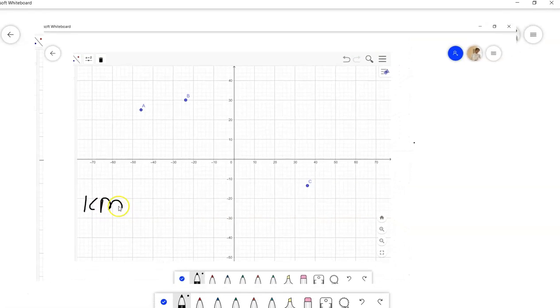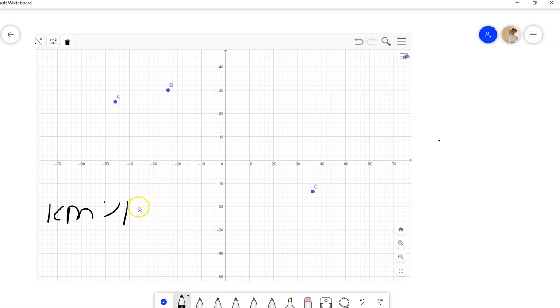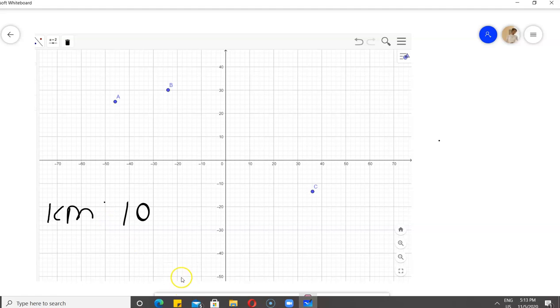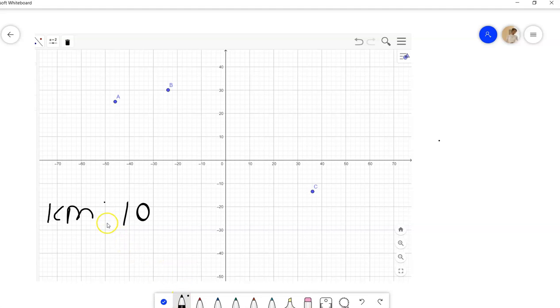So if you notice, it is going up by 10 units on each axis. 10, 20, 30, 40, 10, 20, 30, 40, 10, 20. Could make a song out of that, right?